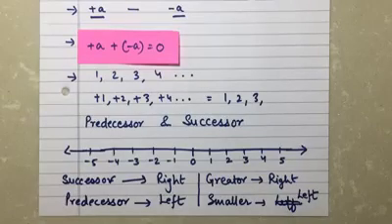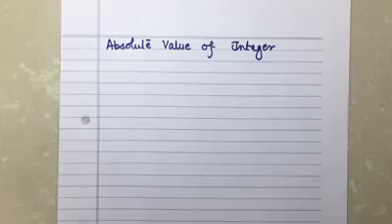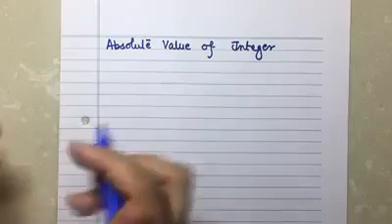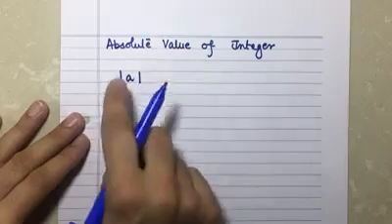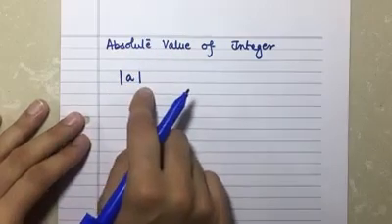Let's move on to the next small topic that we're going to cover in this video. The next topic which we talk about is absolute value of an integer. When we talk about absolute value, we talk about the value of a number regardless of what sign it has. We represent an absolute value by putting it in 2 bars, which we call a mod.